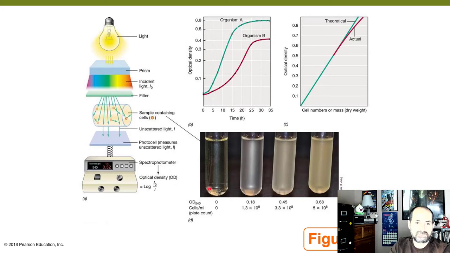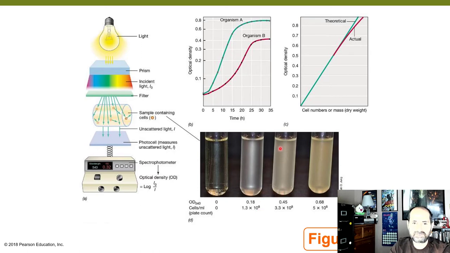So what you could see here is that with fresh broth, because you've calibrated your machine with fresh broth, your OD600 would be zero. So you would have zero absorption with fresh broth. Then you have this lightly turbid broth here, and you would see your OD600 go up to 0.18, for instance, which would give you 1.3 times 10 to the 8 cells.